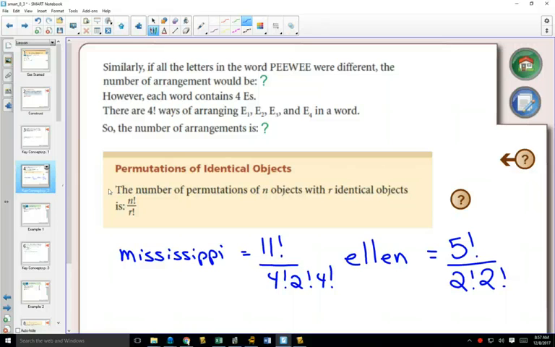Type that into your calculator. Make sure you use the fraction button, or you'd have to put this in brackets. And you'd find out how many permutations there would be of the letters of Mississippi.